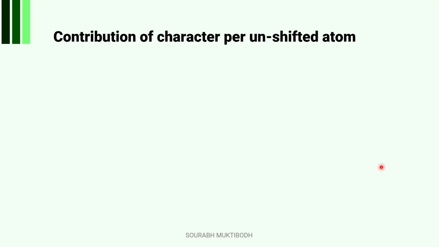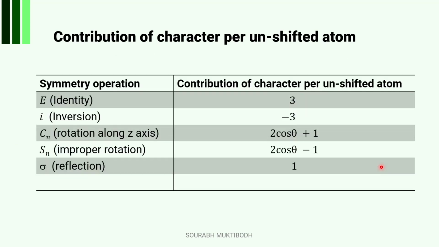Now, to sum up: for identity, the contribution per unshifted atom is 3. For inversion, it is -3. For rotation along the z-axis it is 2 cos theta plus 1. For improper rotation, it is 2 cos theta minus 1. And for reflection, it is 1, irrespective of the type of plane that we choose.